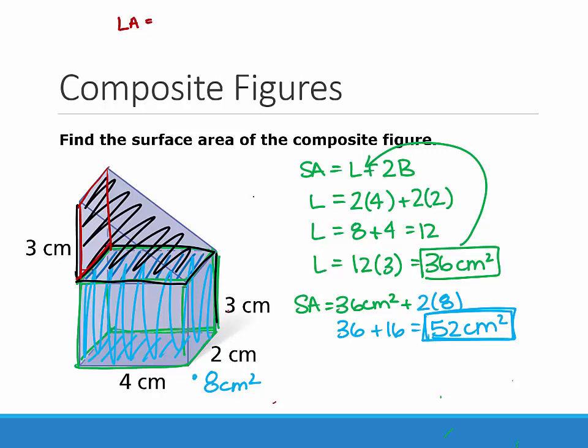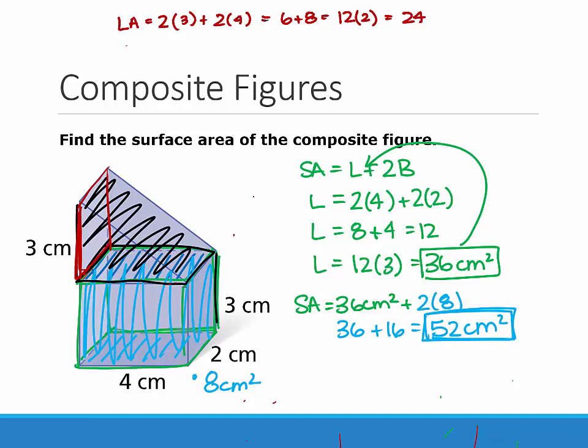So we need to find the distance from here to here, and then we have to multiply it by 2 this time. That's the height. So if this is 3 tall and this is 4 wide, we're going to do 2 times 3 plus 2 times 4, 6 plus 8, which gives us 12. And then multiply by the height of this triangle, which is 2. So the lateral area is 24.